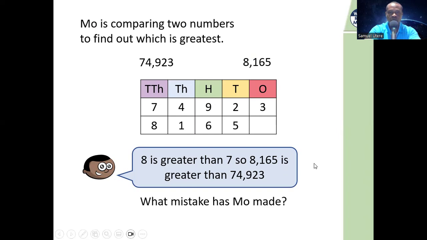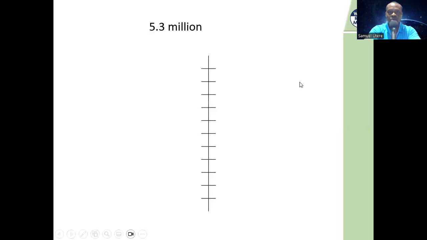Of course, Mo has made the mistake of not arranging the numbers in the correct place value columns. That is how it should be written. So 74,923 is actually greater than 8,165. So it's important you know that you arrange your numbers from the right to the left in groups of 3 digits at a time. Okay, what about this one?